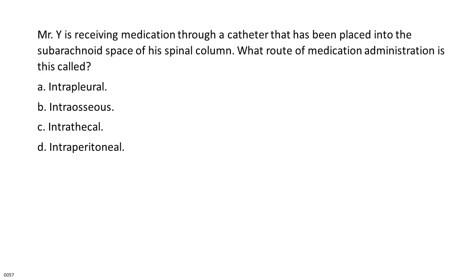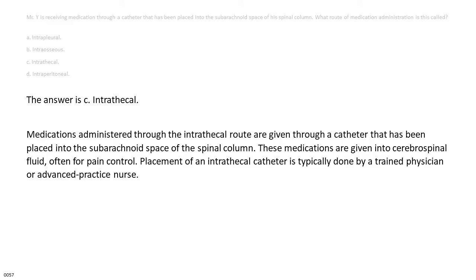Mr. Y is receiving medication through a catheter that has been placed into the subarachnoid space of his spinal column. What route of medication administration is this called? A. Intrapleural. B. Intraosseous. C. Intrathecal. D. Intraperitoneal. The answer is C. Intrathecal.